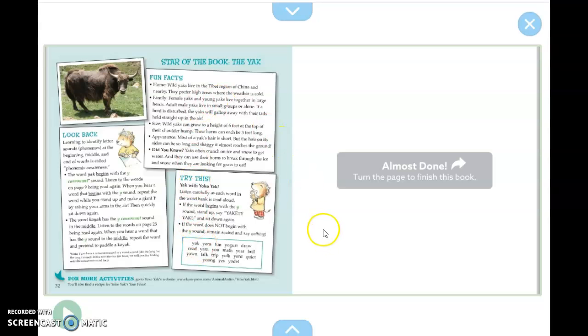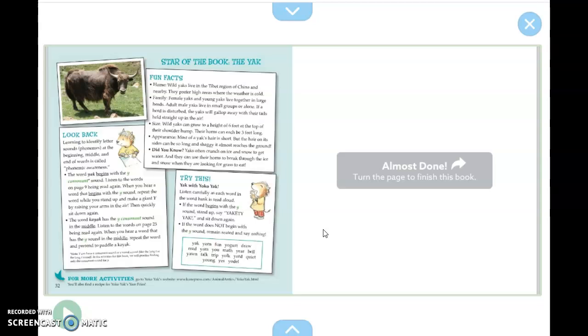Here are some fun facts about a yak. It says, a yak lives in the Tibet region of China. They prefer high, cold areas. They get to be 6 feet tall, and their horns can be 3 feet long. Did you know yaks often crunch on ice and snow to get water?